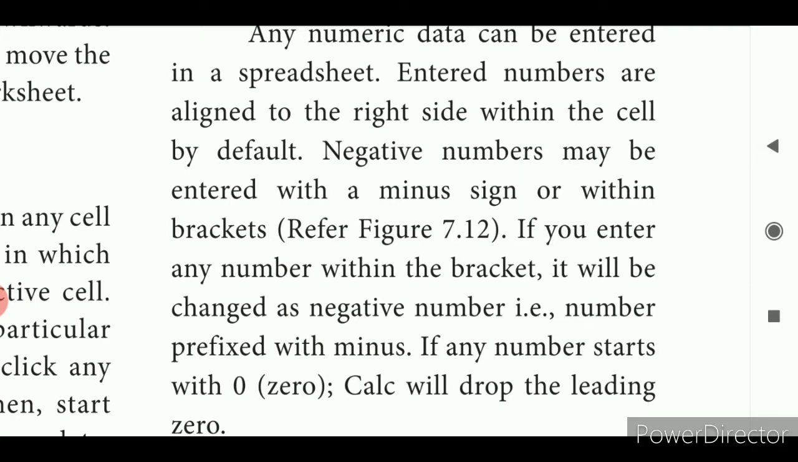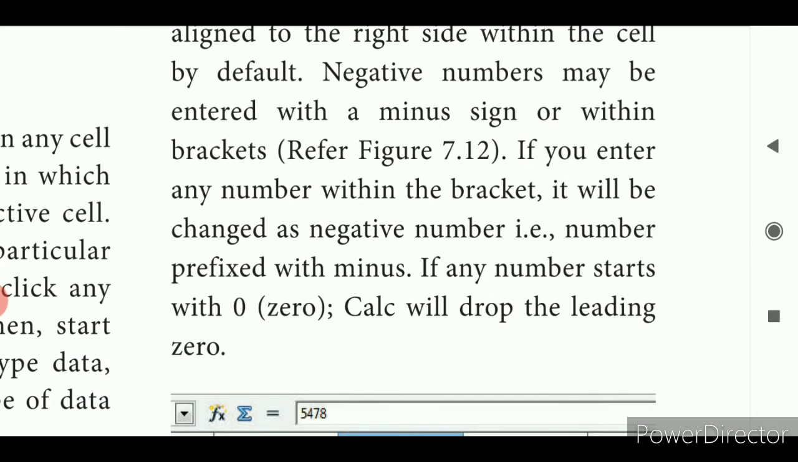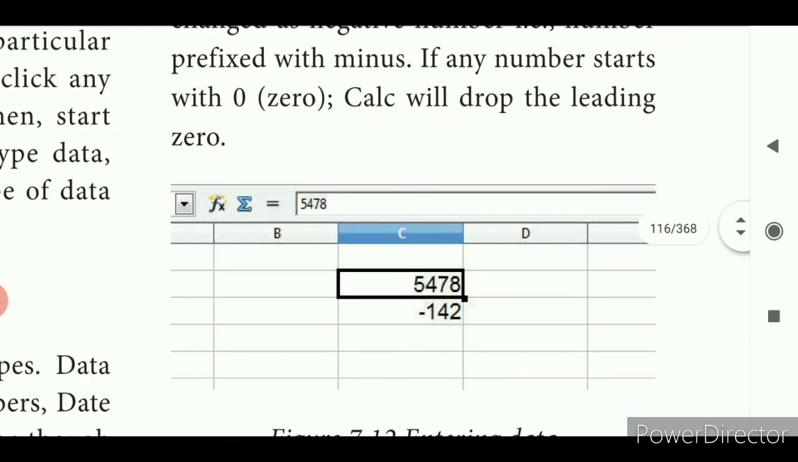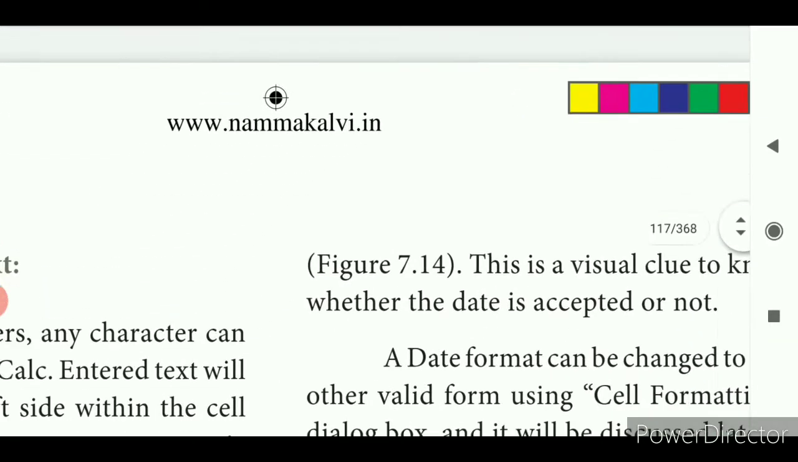By default, for a negative number the minus sign will be prefixed to the number. If any number starts with 0, Calc will drop the leading 0. So if you start a number with a 0, that 0 will be removed. That means OpenOffice Calc will drop the leading 0. Here you see 5478 is the numeric value, and minus 142 is the negative value.